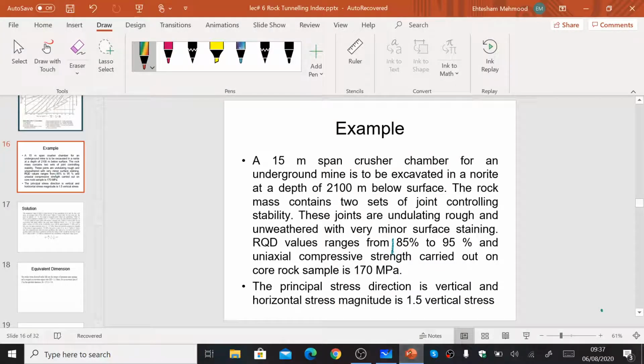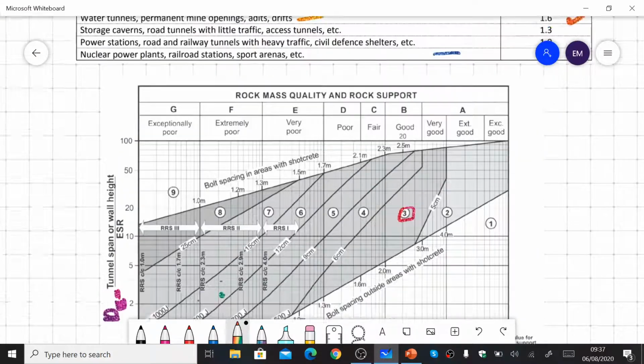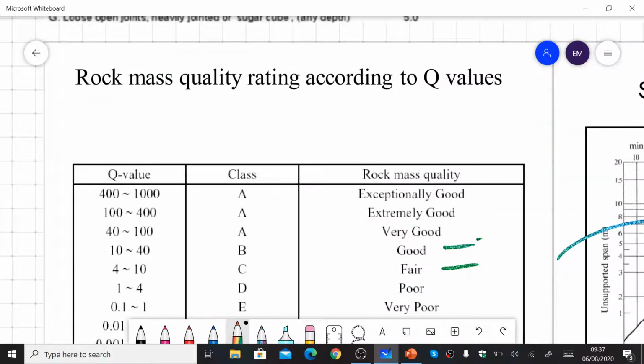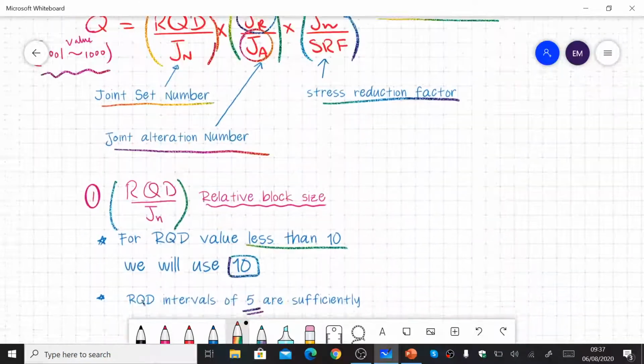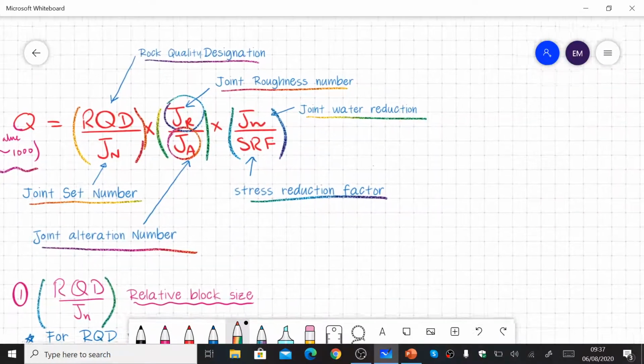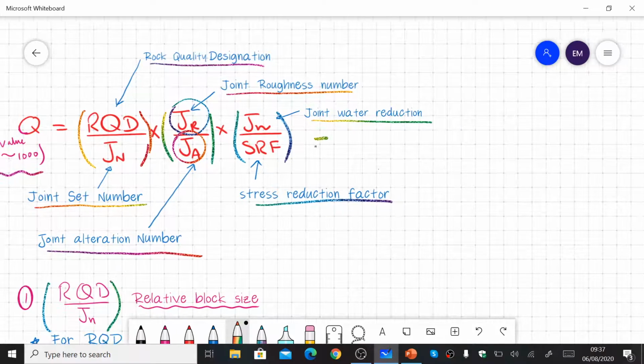So this example is mentioned here. What I will do is start selecting the values. So I'll go back to the Q system here. Let me go to the top. Alright, so we have this equation here and we will start plugging in the values.